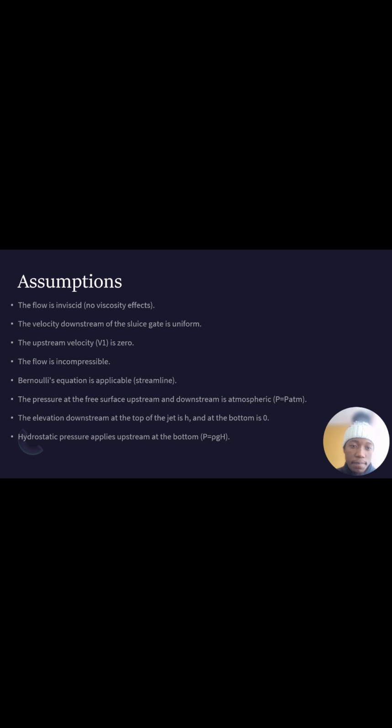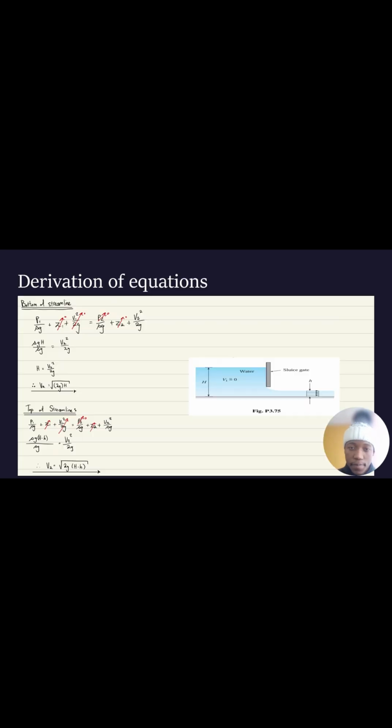The flow is inviscid. The velocity downstream of the sluice gate is uniform. The upstream velocity is 0. The flow is incompressible. Bernoulli's equation is applicable as this is a streamline. The pressure at the free surface upstream and downstream is atmospheric. The elevation downstream at the top of the jet is h and at the bottom is 0. Hydrostatic pressure applies upstream at the bottom, so the pressure is equal to rho g h.